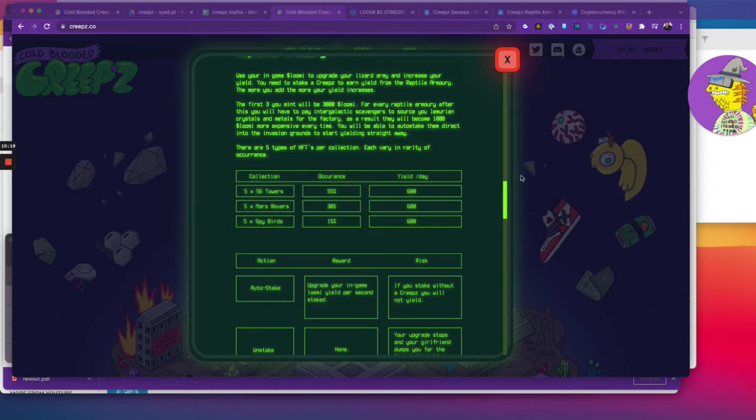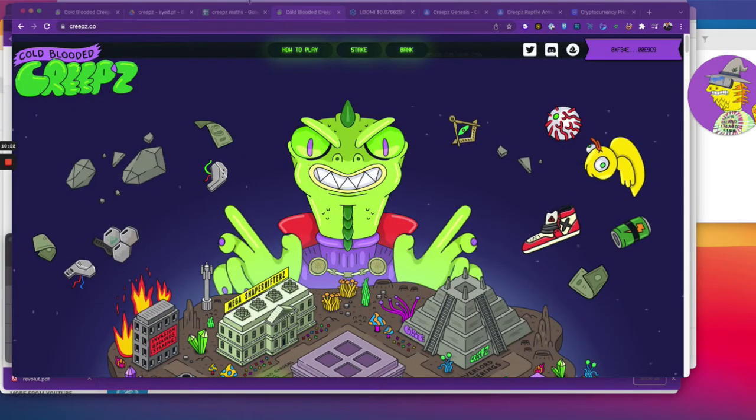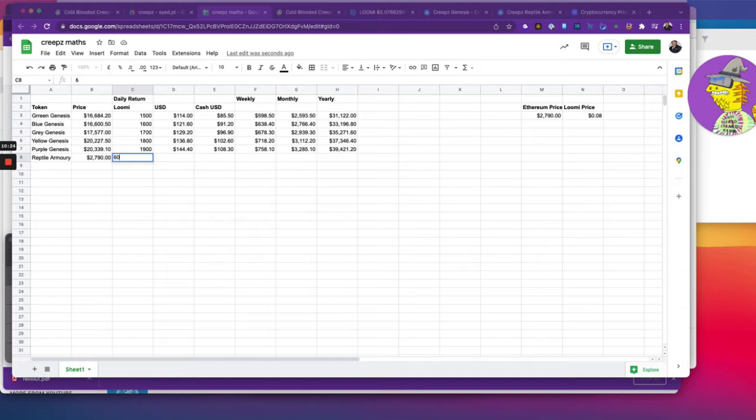Yeah, so if you do it at 600 lumis per day, so this is going to be 600. And this is going to be equal to this times this, and then the cash USD is going to be 34. So the Reptile Armory actually gives a bigger ROI than these ones.